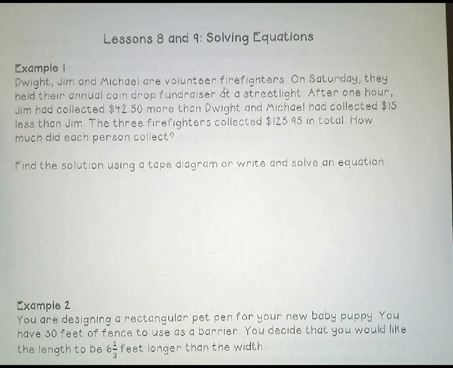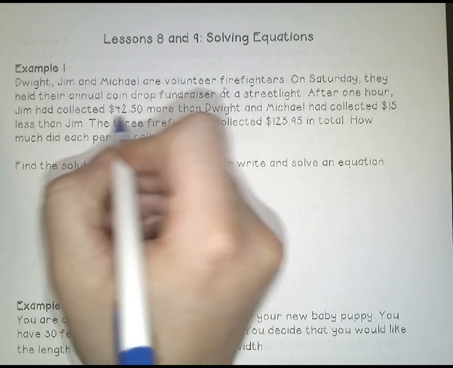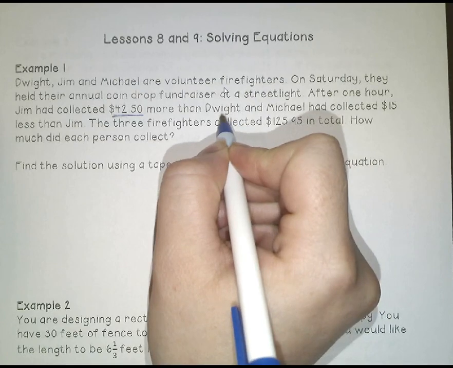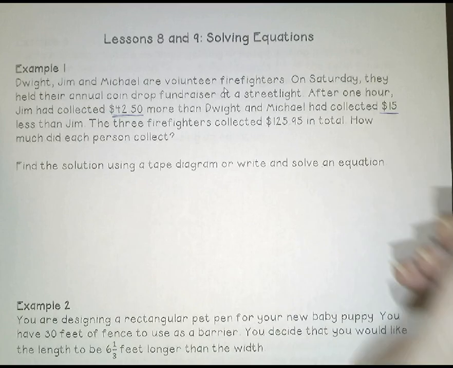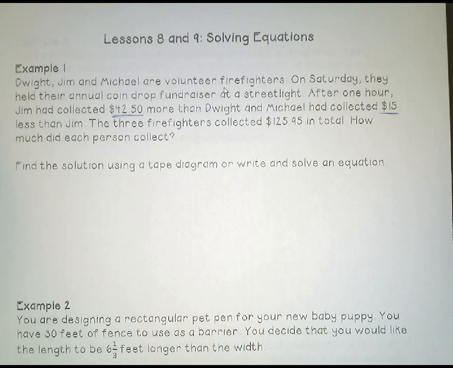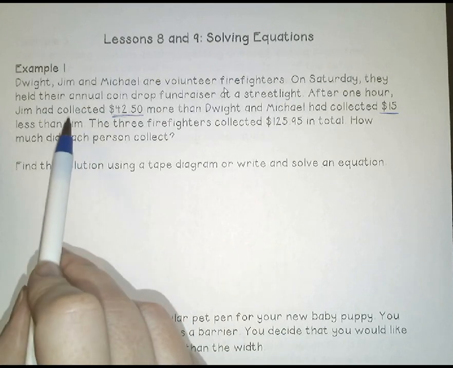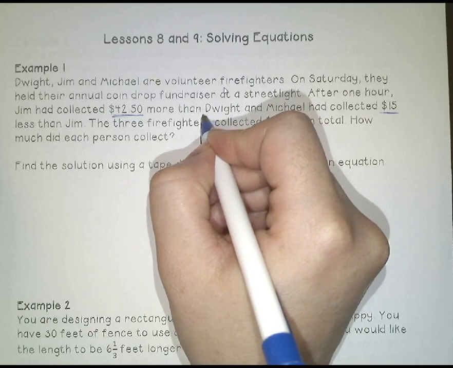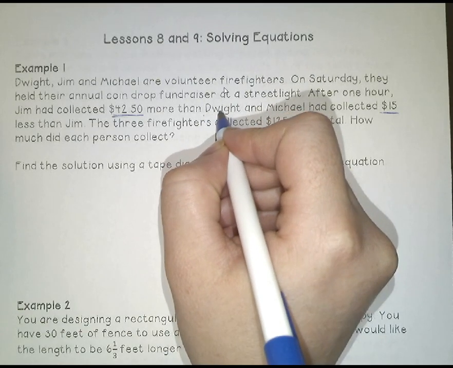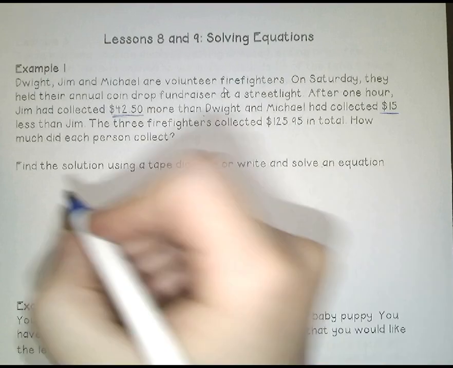Okay, so we are solving equations. We are past the tape diagrams, but please feel free to use them if you are still struggling. So we know that Jim had collected $42.50 more than Dwight, and Michael had collected $15 less than Jim. We have no idea how much Dwight collected. We know a little bit about Jim, we know a little bit about Michael. We have no idea what Dwight collected. So let X be the amount of money that Dwight has collected.